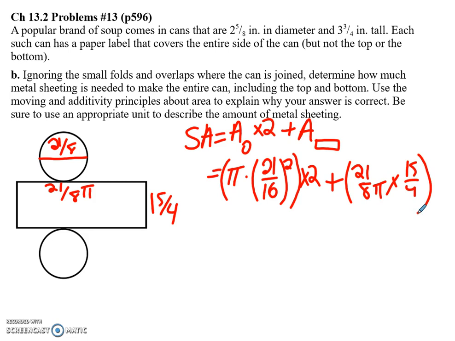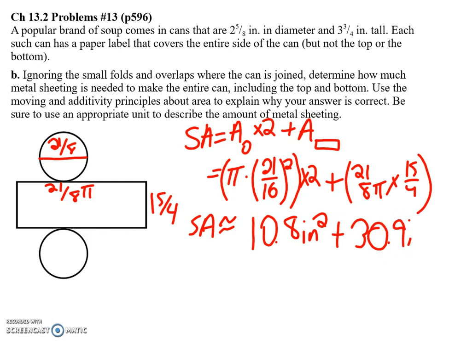Now, when I calculate these different parts, I'll get that the surface area of the first part is approximately 10 8/10 square inches. And when I multiply the 21/8 pi times 15/4, that's approximately 30 9/10 square inches, which means that the surface area used to make up a can, so the amount of metal needed to make this can, is approximately 41 7/10 square inches.